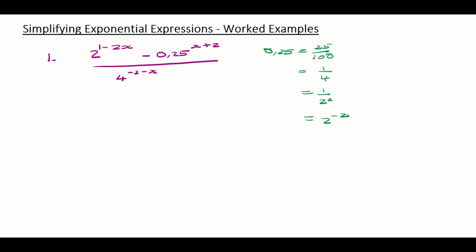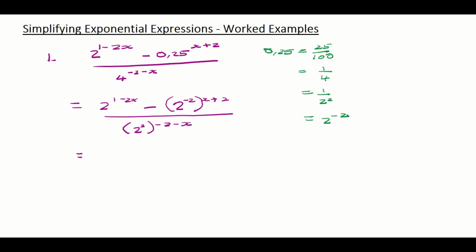Okay, so getting back to our problem, we've got 2 to the power 1 minus 2x minus, instead of 0,25 in a bracket, I'm going to put 2 to the power of negative 2 and to the power of x plus 2. All over, change 4 to a base of 2, that'll be 2 squared to the negative 2 negative x. Now I get rid of all my brackets.